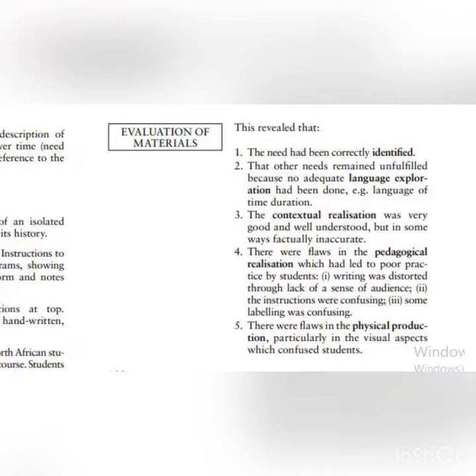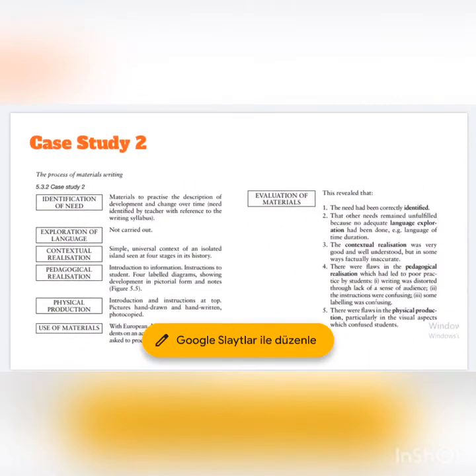Writing was distorted through a lack of sense of audience. The instructions were confusing, some labeling were also confusing. And finally, there were flaws in the physical production of the material, particularly in the visual aspects which confused the students. So these are the steps we follow when designing materials. If we think it's needed, we can go back through these steps and make changes in the material.